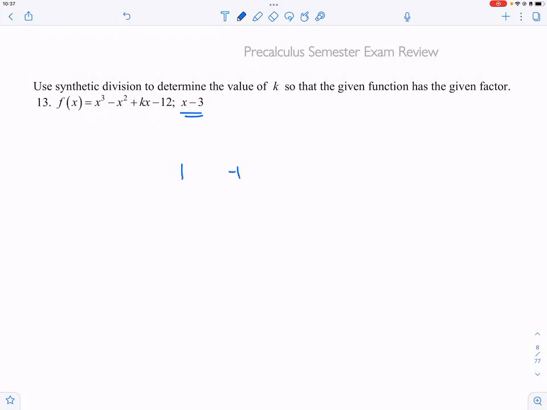So 1, -1, k minus 12, and we divide it by 3 right here. So we put 3 because it's x minus 3. We put in what x is equal to. That's 3. So we will go ahead and carry out our synthetic division, knowing that the final remainder should be 0.